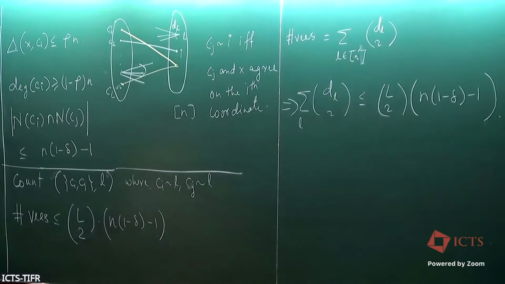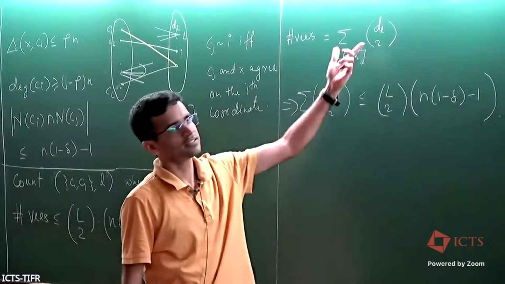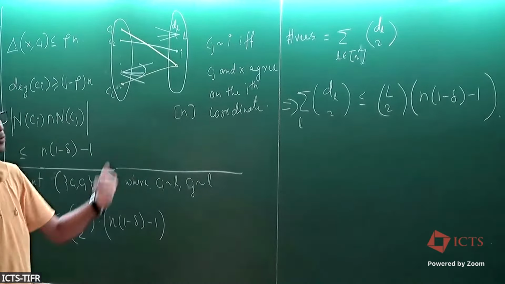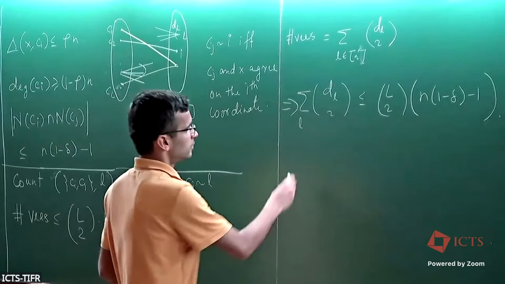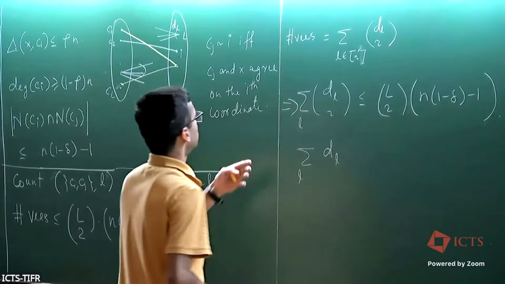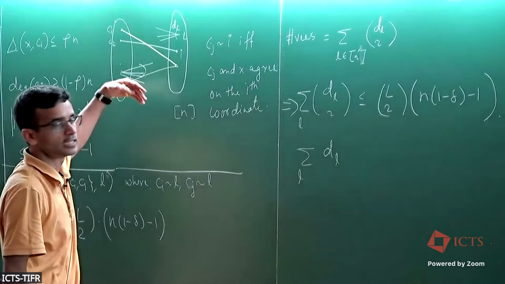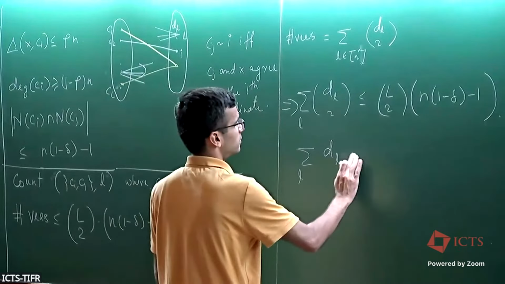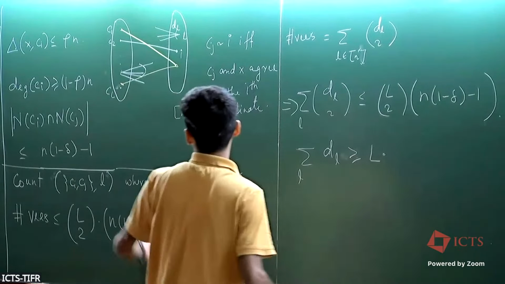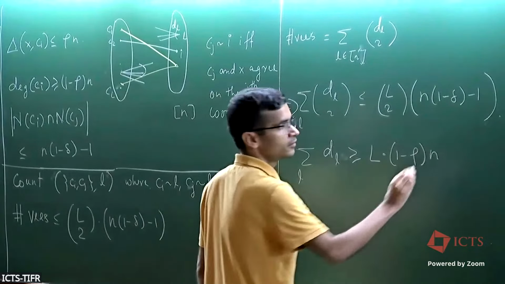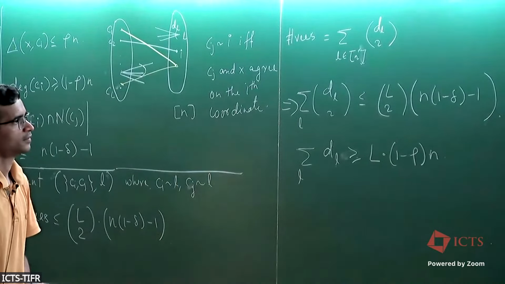These d_L's are things that we don't really know, but we know something about them. What do we know about the d_L's? If we sum over d_L, this is the number of edges in the graph, and we know something about the number of edges. So this is at least L times 1 minus rho times n.